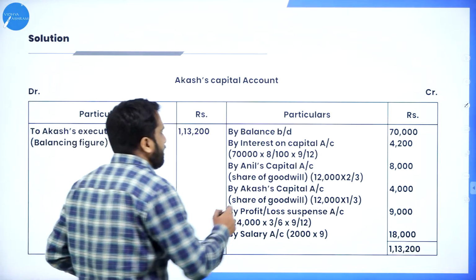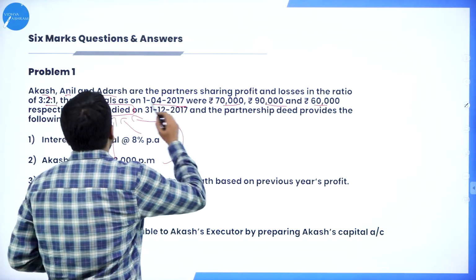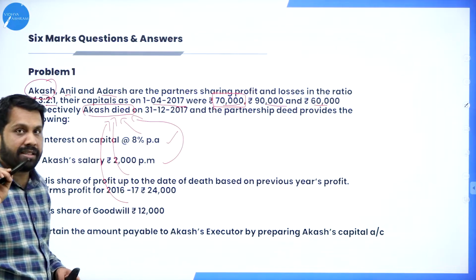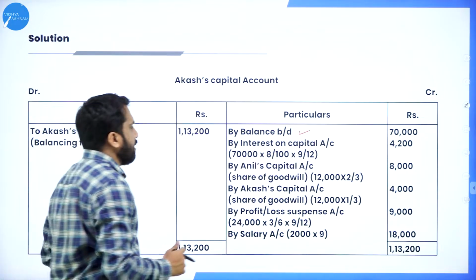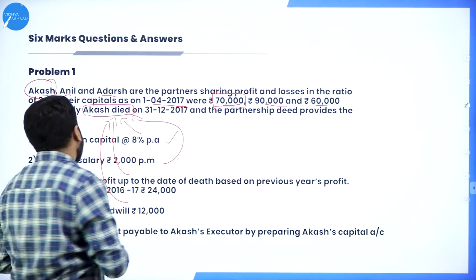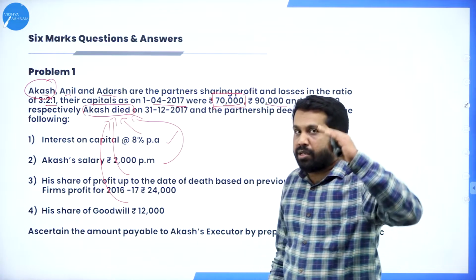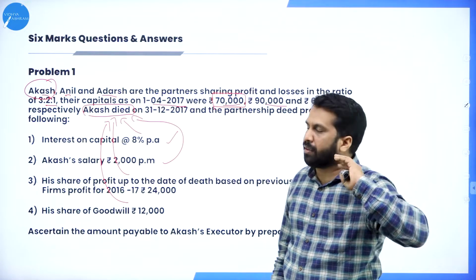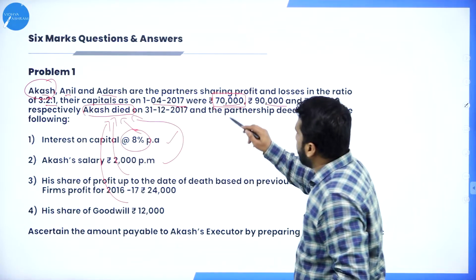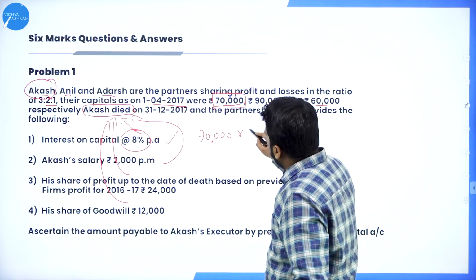Now, balance brought down. What is the capital of Akash? See, Akash is the first person. The capital itself is 70,000. So I have taken 70,000. Yes. Interest on capital. How I have taken means, I have to go one by one. Once you have taken the capital value, you have to follow the adjustments one by one. Now, interest on capital 8%. Capital means how much? 70,000. What is the percentage? 8%.